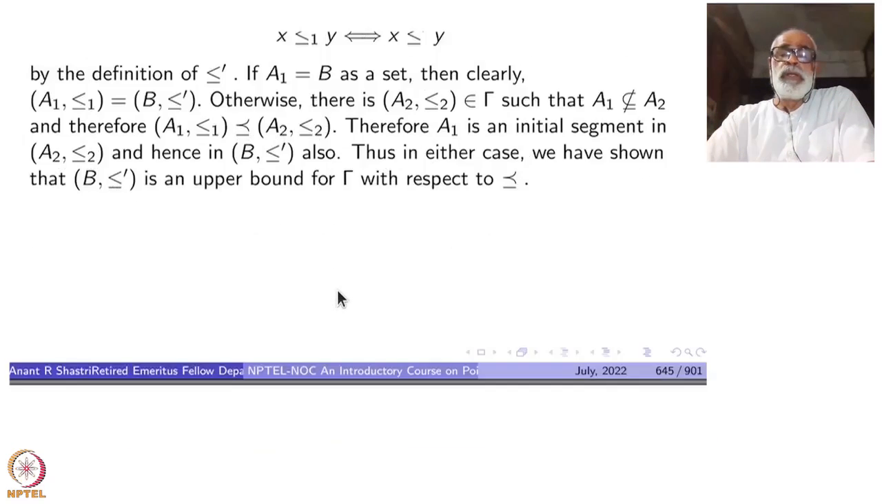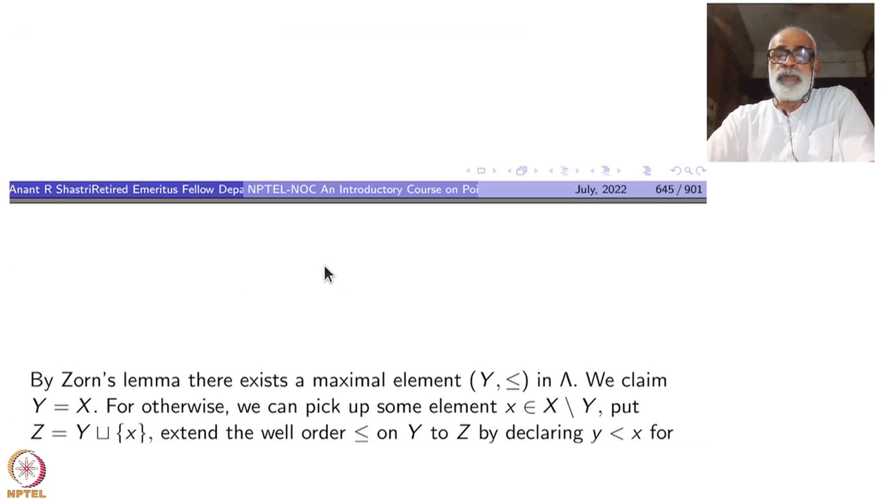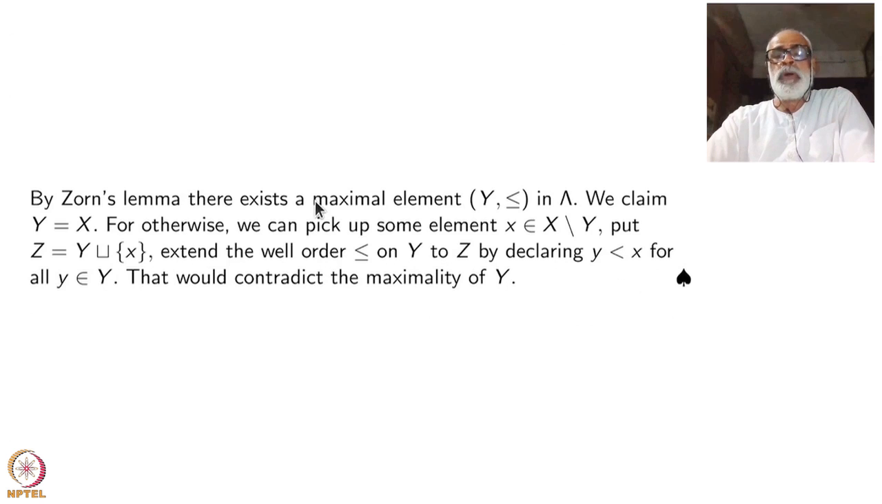So far what we have proved is that the Zorn condition is satisfied. Therefore, there is a maximal element Y, with this order, in X. What is the meaning of this? This means Y is a subset of X, and this less than or equal to is a well order. And if there is another Y prime, a well ordered subset of X, then that cannot be bigger than this one, Y cannot precede that one, this is a maximal element. Or if Y precedes, then they must be equal. So that is the meaning of maximal element. So now we claim that the underlying set Y is the whole of X. So that will complete the proof.